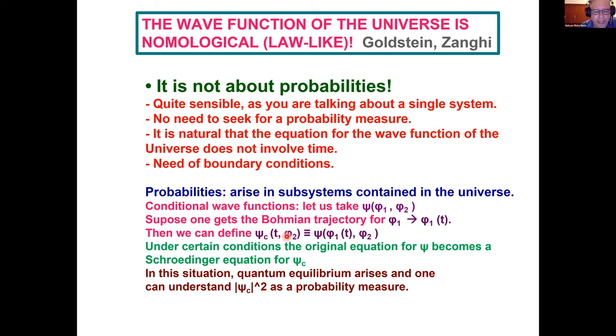But it can be proved in many circumstances, and we have proved it also in cosmology, that the original equation for psi, even not involving time, even being completely different from a Schrödinger equation, becomes a Schrödinger equation for this conditional wave function. And once it becomes a Schrödinger equation for this conditional wave function, then all I discussed with you, quantum equilibrium, and that psi squared should be a probability measure, can be applied. And then for this conditional wave function, we describe some subsystems. We can give some notion of probability and we could have a probability measure.